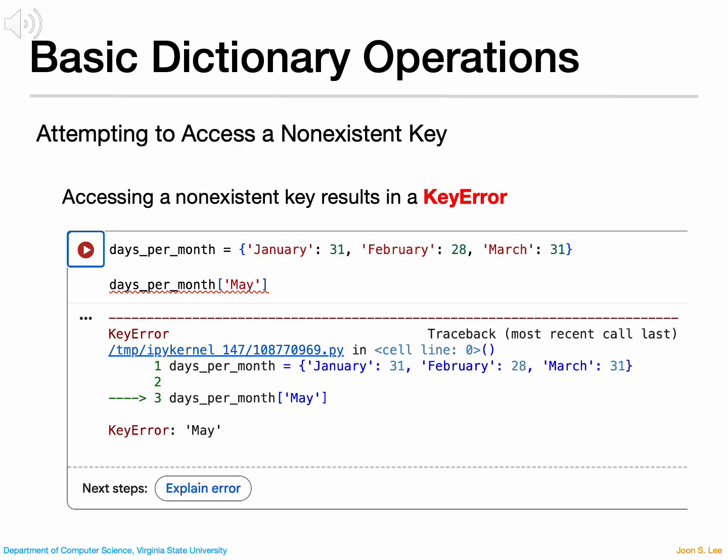When working with dictionaries, we must be careful when accessing keys. If we try to access a key that does not exist in the dictionary, Python will raise an error called a key error. In this example, the dictionary only contains entries for January, February, and March. When the program tries to access the key May, Python cannot find it, so it produces a key error. This means the program attempted to retrieve a value for a key that is not stored in the dictionary.